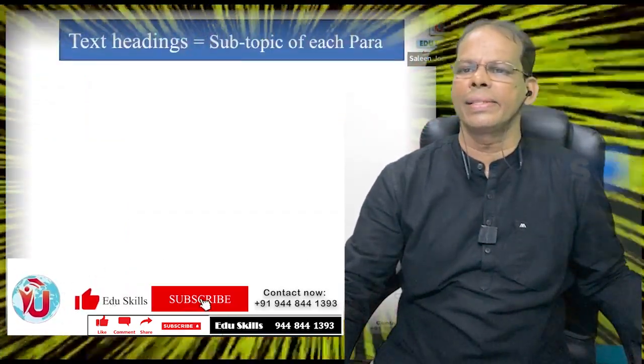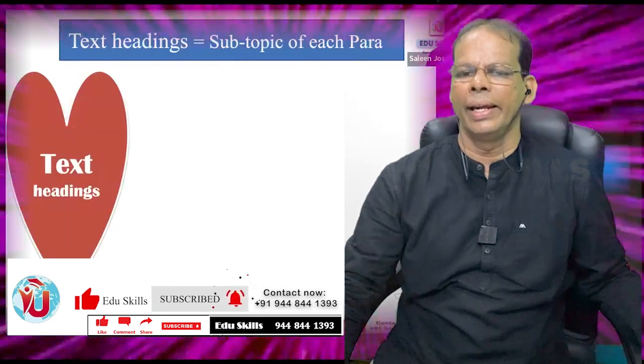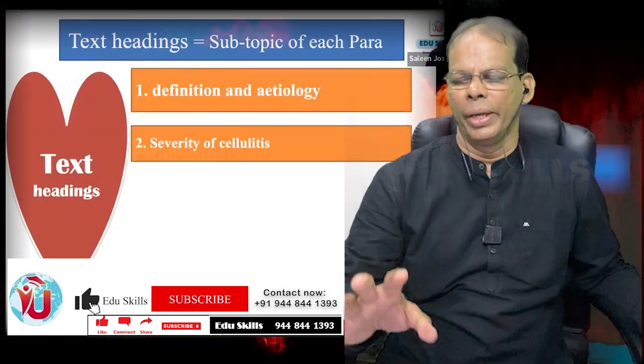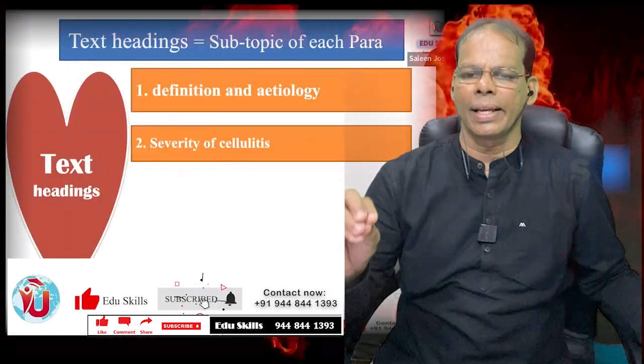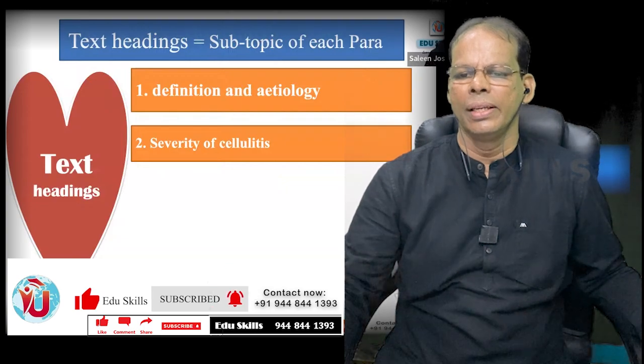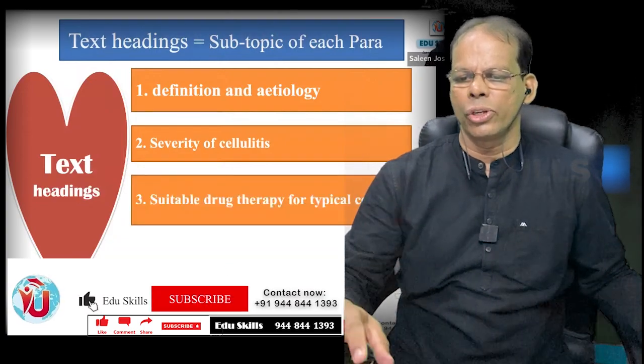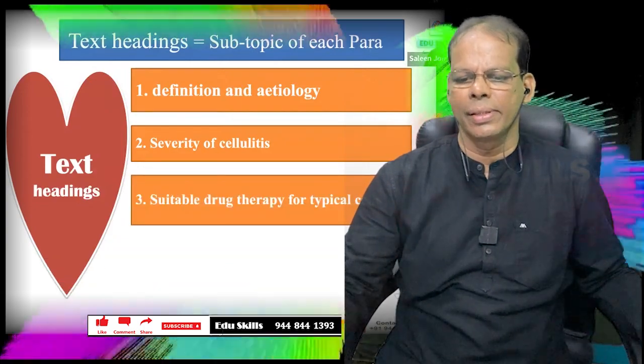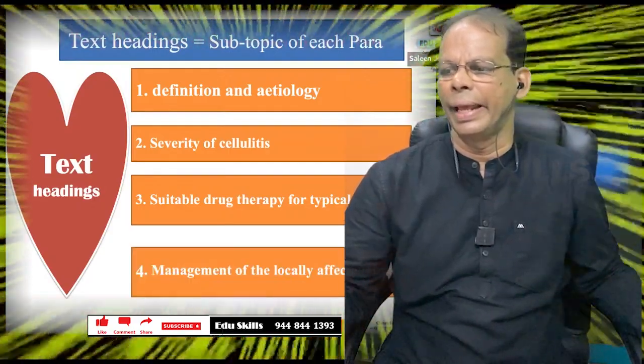So text headings, the subtopic of each para. Text headings here you have. The main heading is cellulitis. Text headings are definition and etiology, severity of cellulitis, suitable drug therapy for typical cellulitis, and management of the local affected area.